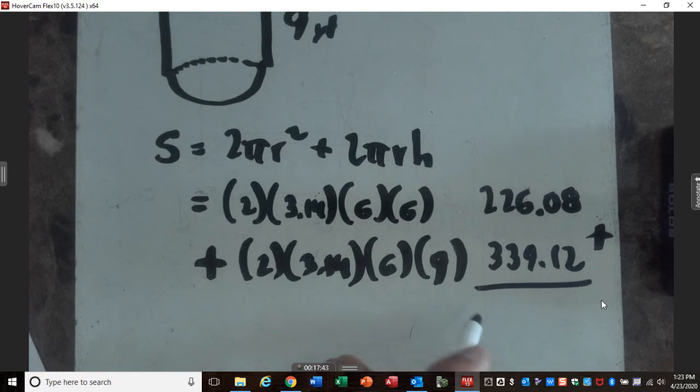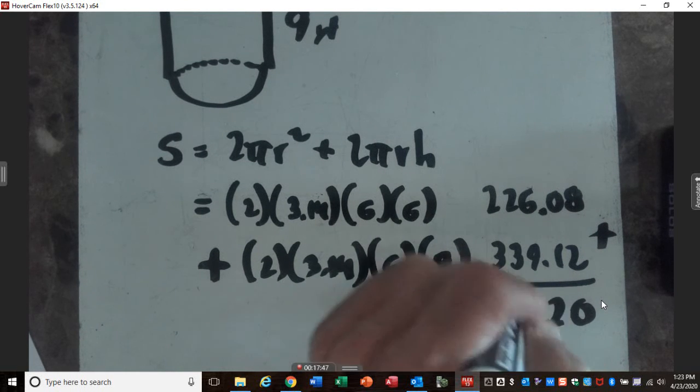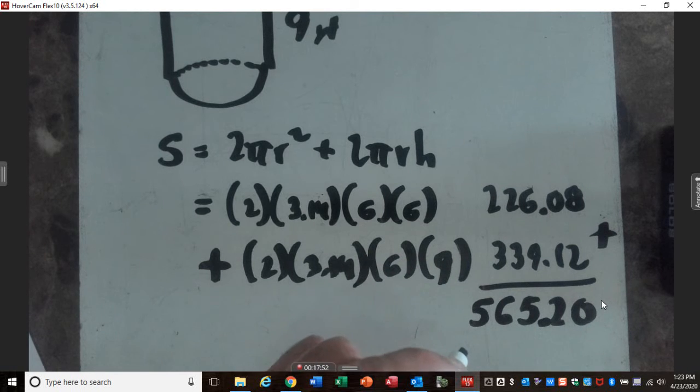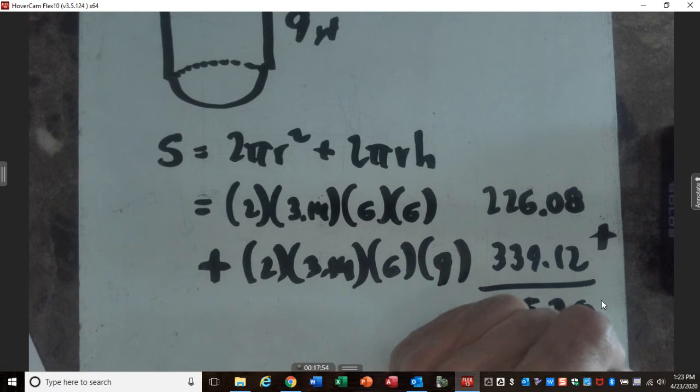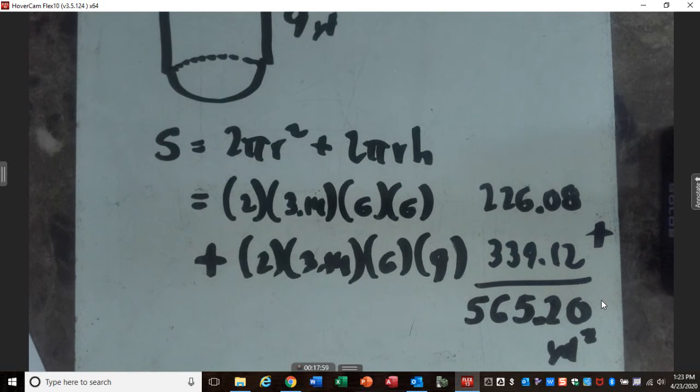Now, add these together. I'm going to go ahead and just do this. 15, 6, 5. 565.2 yards squared. Remember, this is surface area, so square yards.